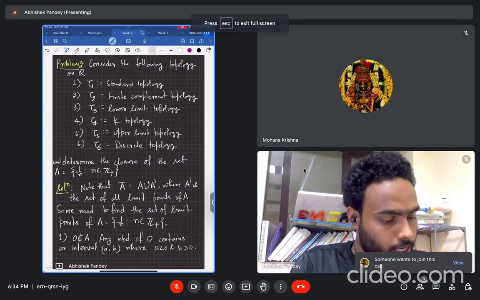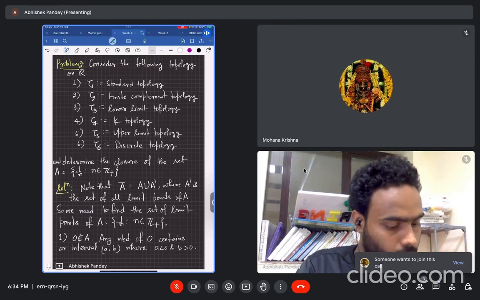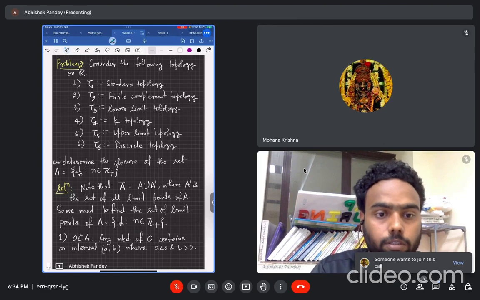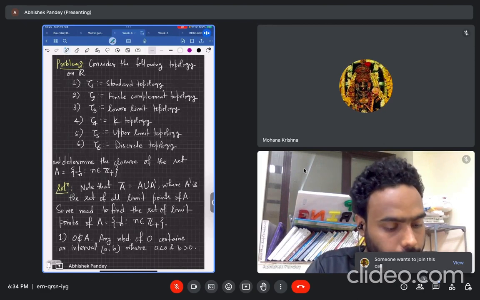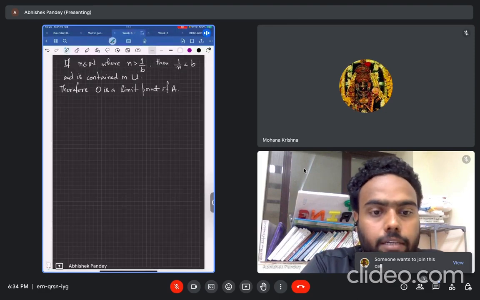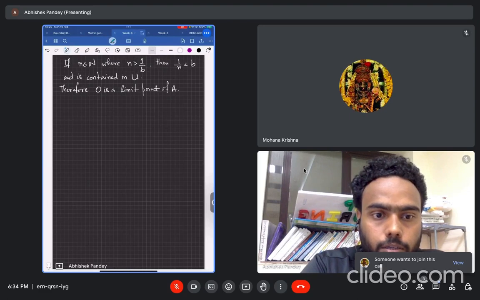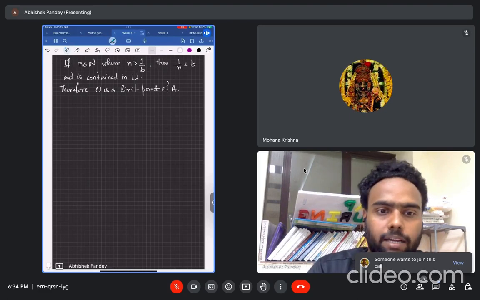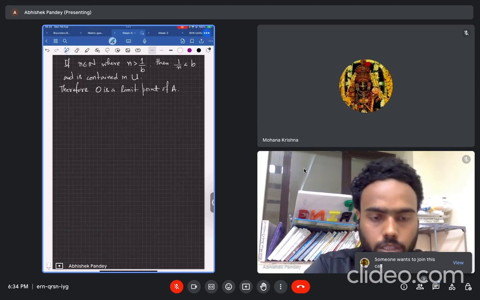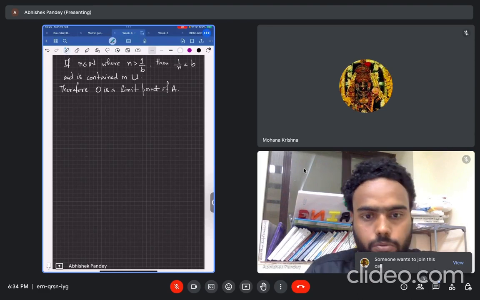Any neighborhood of 0 contains an interval (a, b) where a is less than 0 and b is greater than 0. Now take any n which is greater than 1 by b, because you can always find some n which is greater than 1 by b. So 1 by n will always be less than b, so all these things will be contained in U. Therefore 0 is a limit point of A.